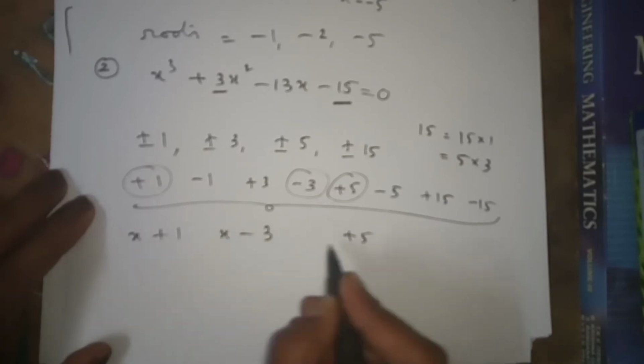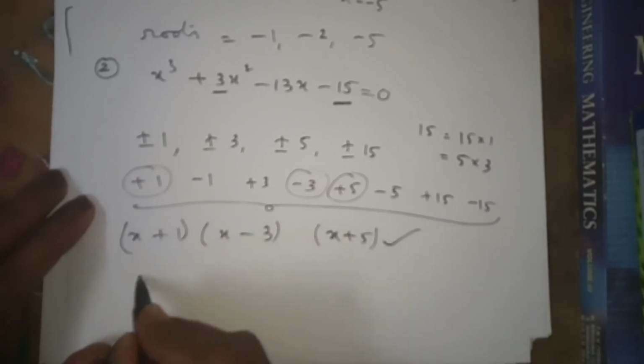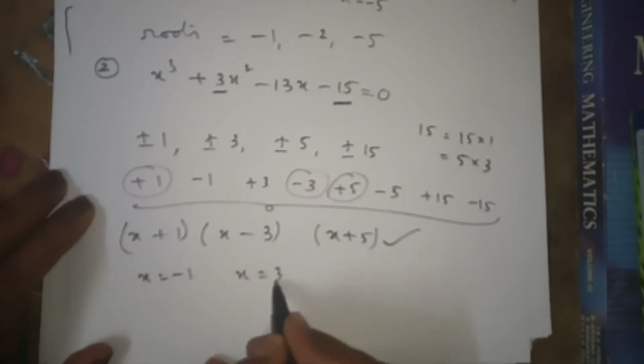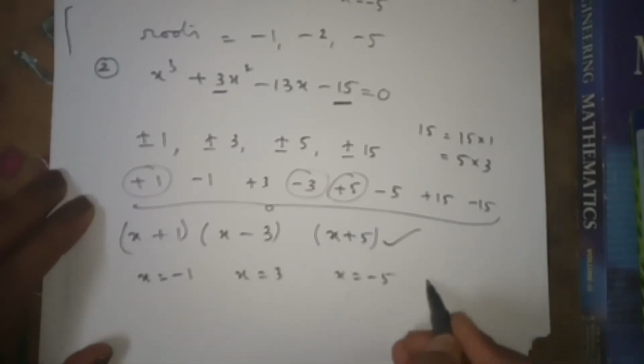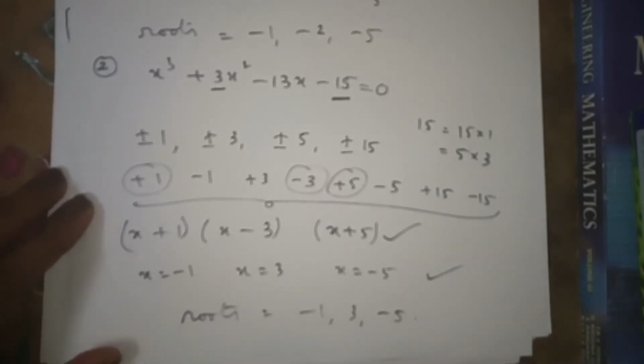These are the factors. x is equal to minus 1, x is equal to 3, x is equal to minus 5 are the roots. Roots are minus 1, 3, minus 5. Like this you have to do.